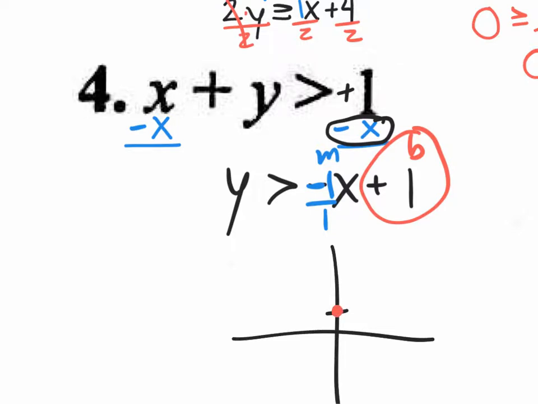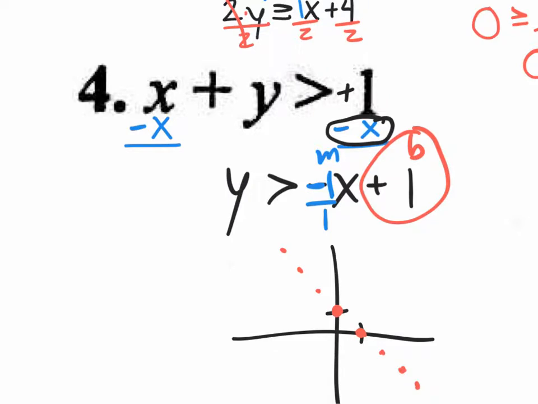Now from that point, from 1, I go down 1 and over 1. And I put a dot right here. So if I go down 1 and over 1, and I put a dot right there, then I could draw my line by continuing that pattern of down 1 over 1, down 1 over 1, down 1 over 1. Or backwards this way. Okay, now is this going to be a solid line or a dotted line?